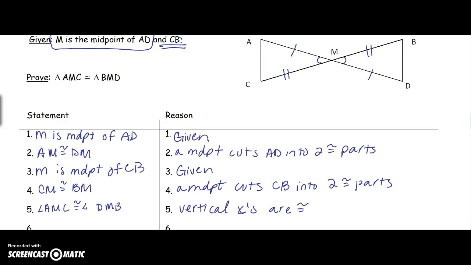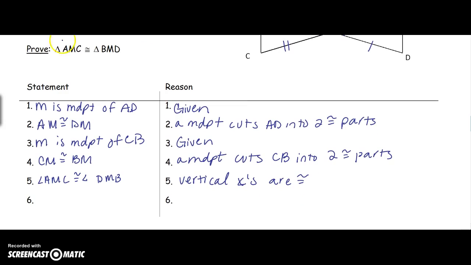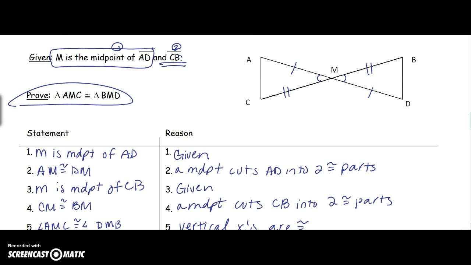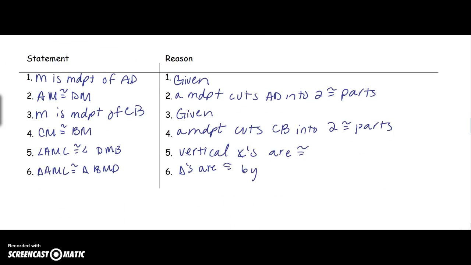Now this last step is always the proof. So we numbered them here. So we would say triangle AMC is congruent to triangle BMD because the triangles are congruent by, and you have to look back at your picture. So you remember, you always look at one side. You have a side, an angle, and a side. And again, the sides form that angle. So you would say they're congruent by side, angle, side.